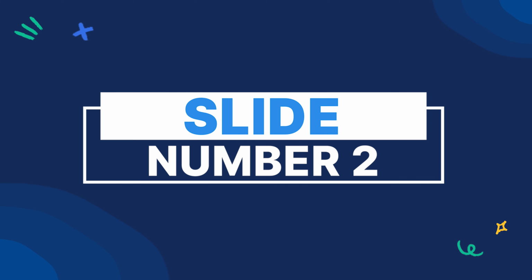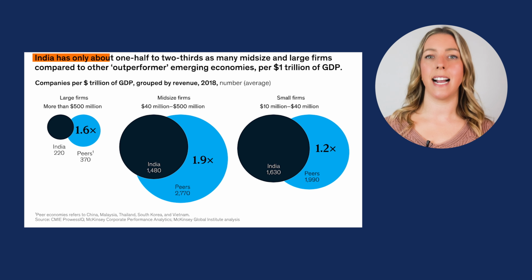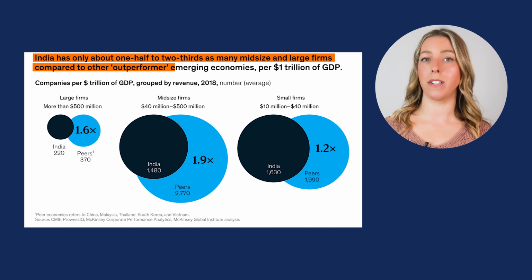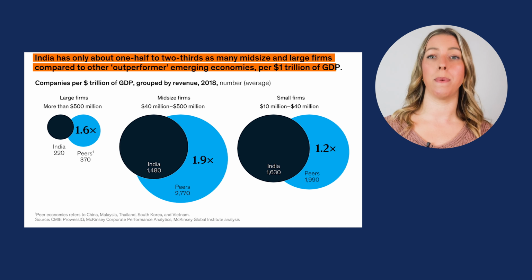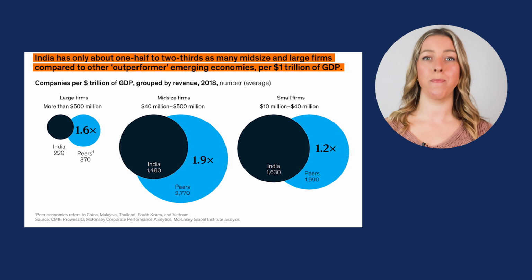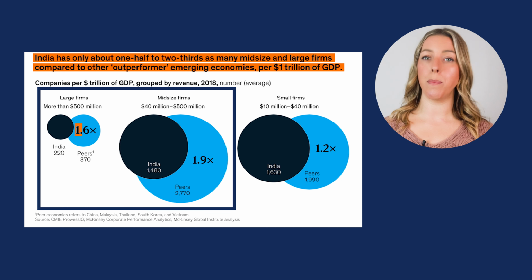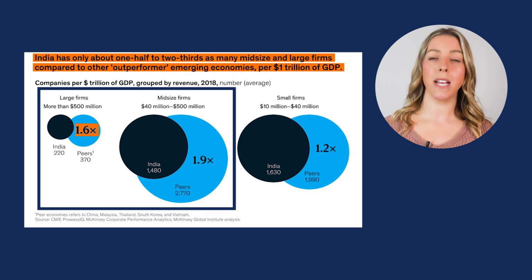Now, let's take a look at another slide. The title says India has only about 1/2 to 2/3 as many mid-size and large firms compared to other outperformer emerging economies per 1 trillion of GDP. So really it's just referring to these two graphics, where it shows that there are 1.6 times as many large firms and 1.9 times as many mid-size firms.